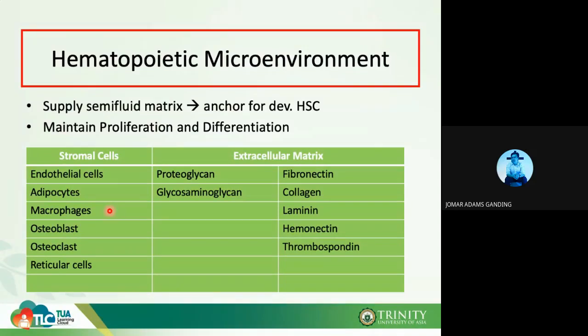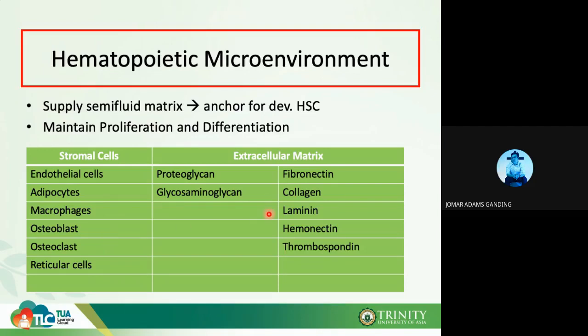So aside from that, we also have your macrophages. Of course, you already know the function of your macrophages. Your macrophage is the phagocyte within your hematopoietic environment. And at the same time, we also have your osteoblasts and your osteoclasts. Osteoblasts are bone forming, they form new bone. And you also have your osteoclast, they disintegrate, bone resorption, or bone destruction.